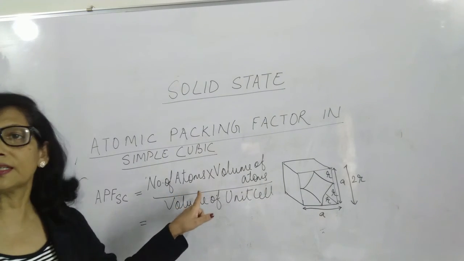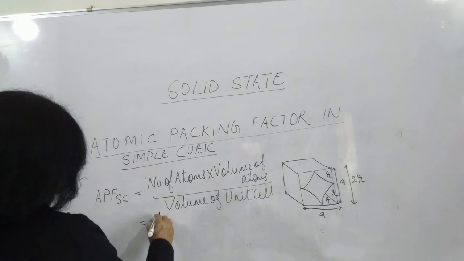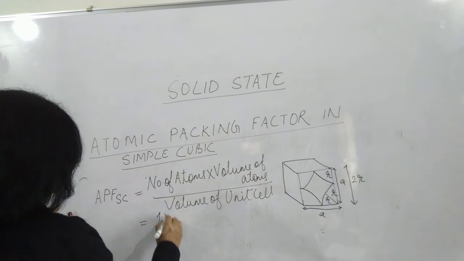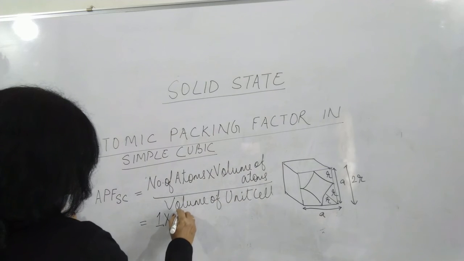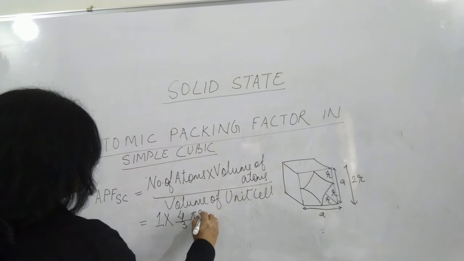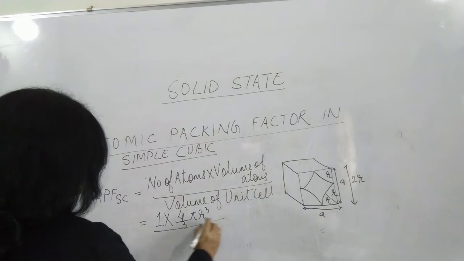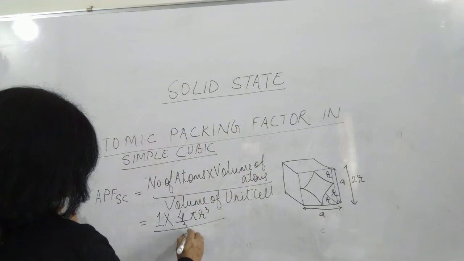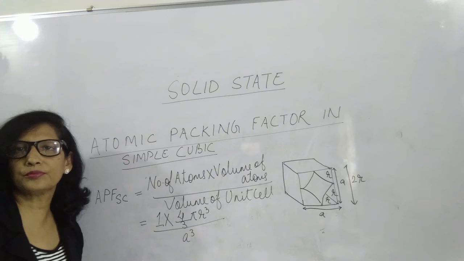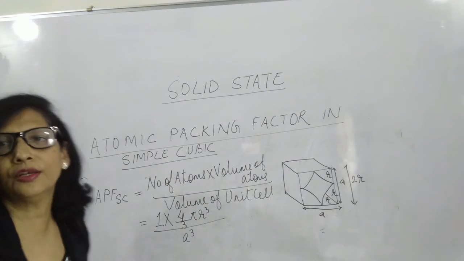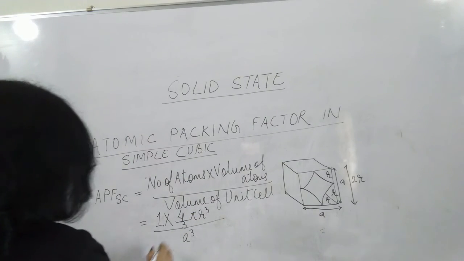Already we have calculated number of atoms equal to 1, multiplied by volume of atoms. The formula we have is 4 by 3 pi r cube. Volume of unit cell will be A cube. Now we have to put the value of R here.